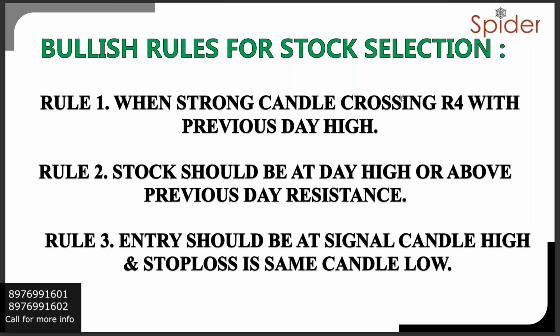Rule two is the stock should be at day high or above the previous day's resistance, which means the stock is crossing the previous day's high and the day before previous day's high. From the last 2 days, the highest point is crossed by the stock, or it can be a day high. At that time you can use these levels and go long. And the third is the entry should be at the signal candle high and the stop loss is the same candle's low. I'll show you with an example.